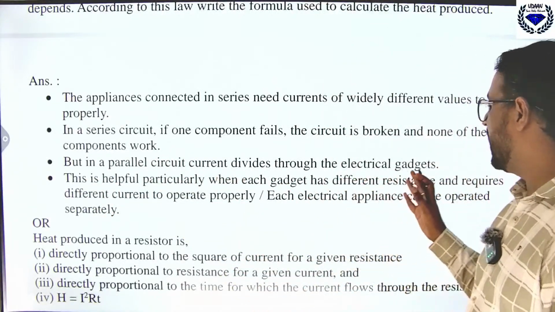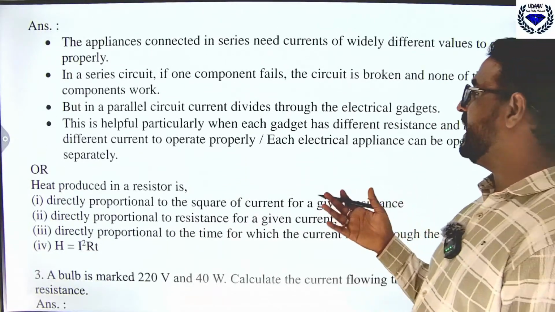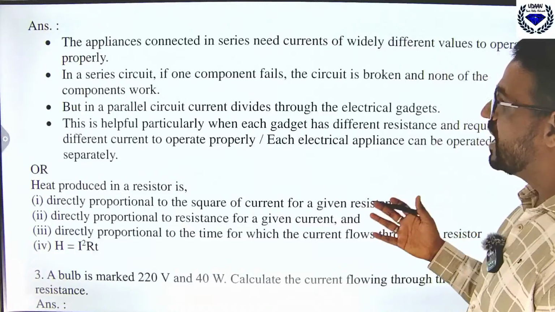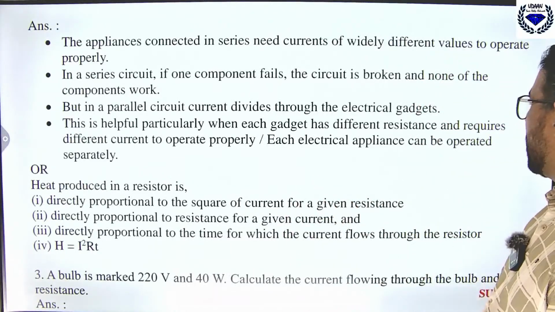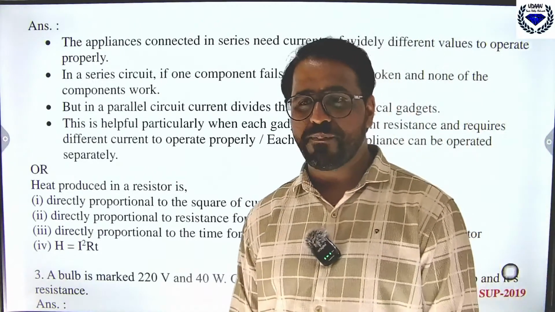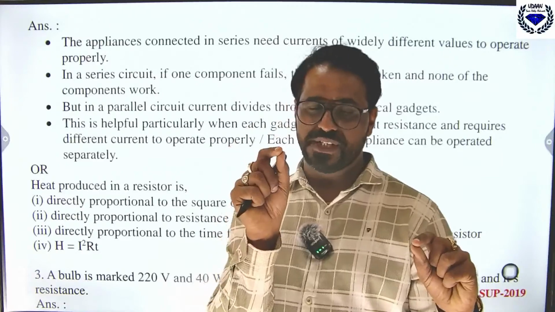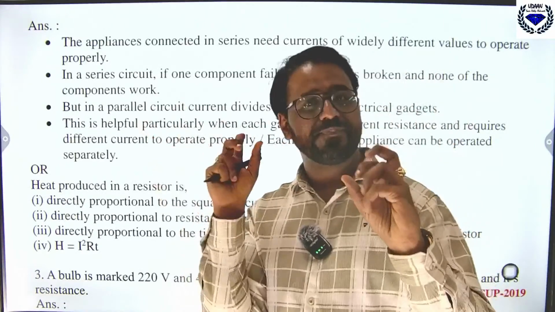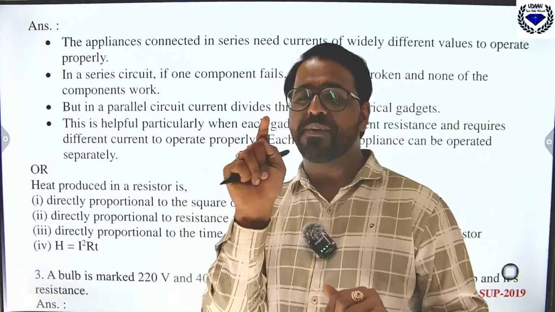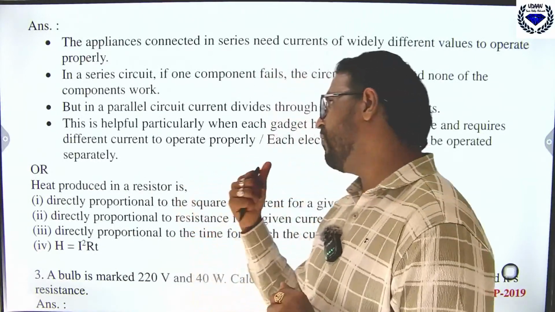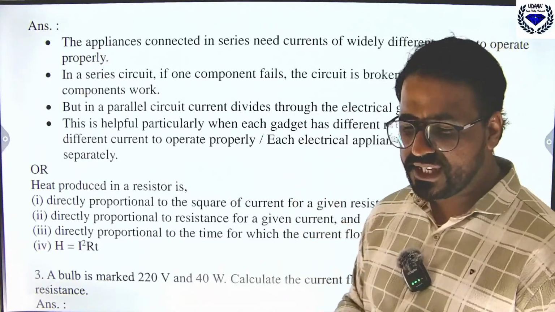Current divides through the electrical gadgets. This is helpful particularly when each gadget has different resistance and requires different current to operate properly. Each electrical appliance can be operated separately. So for every electrical appliance you will have a particular switch. So for the bulb, for the TV, for the fan, for every electrical appliance you have a particular switch. It is because of the parallel connection itself.